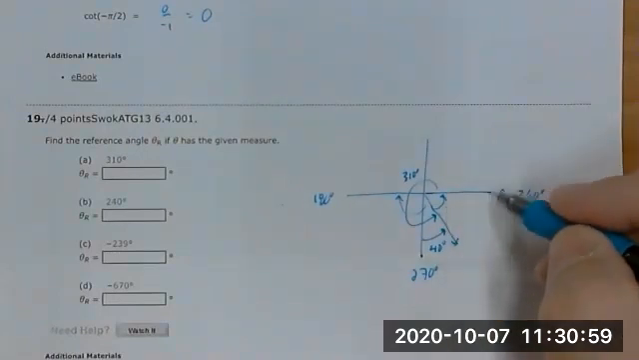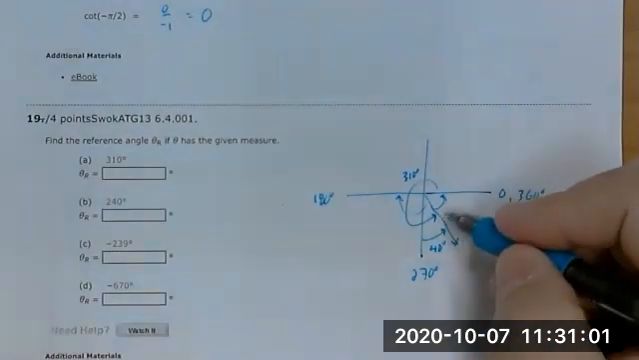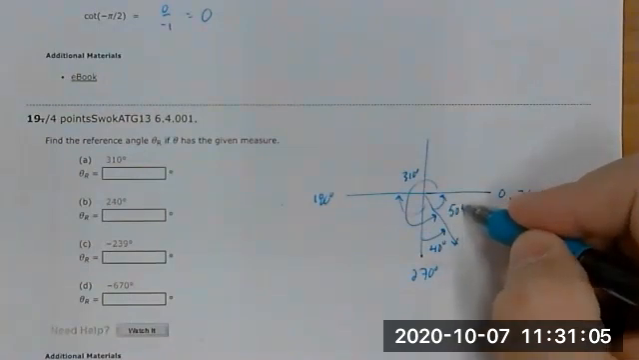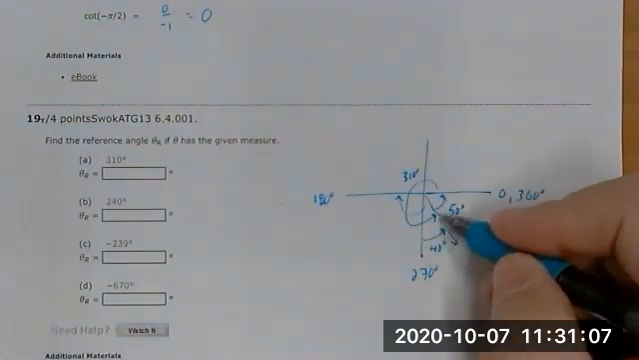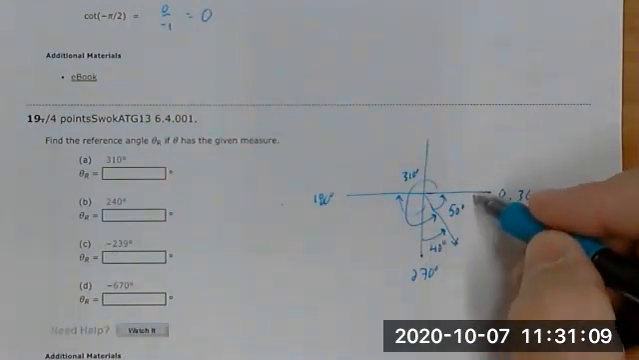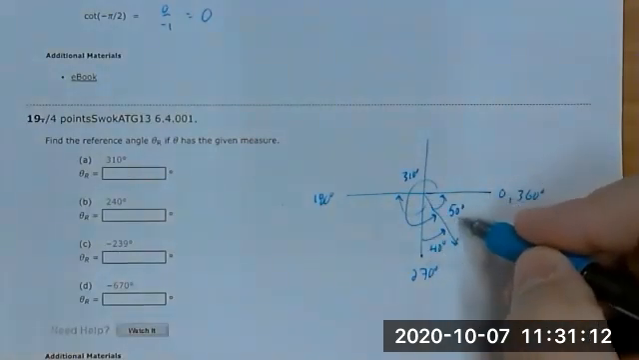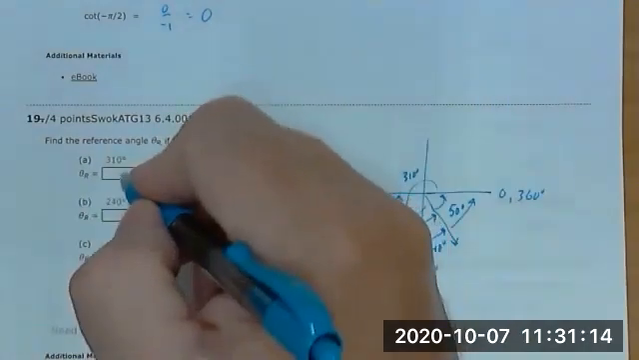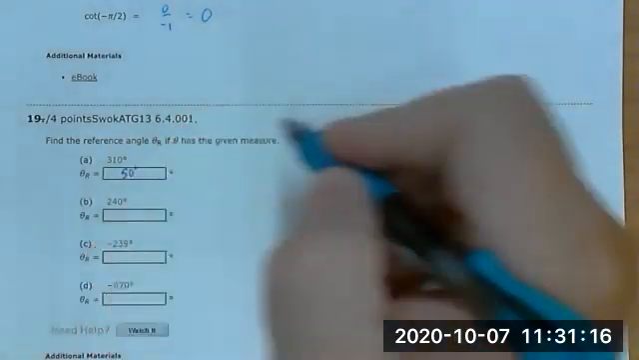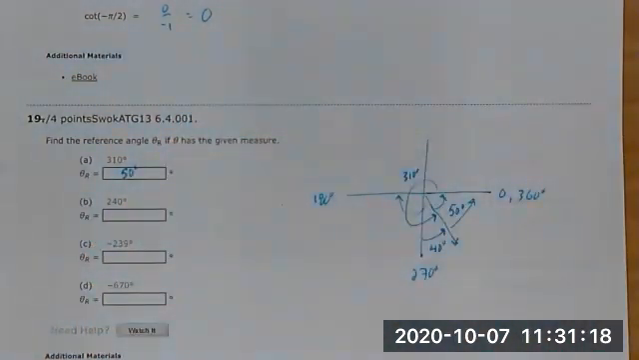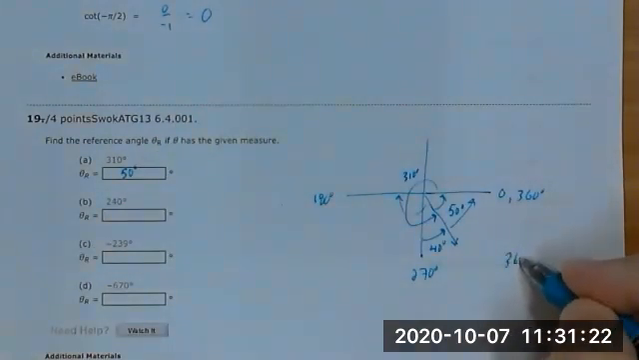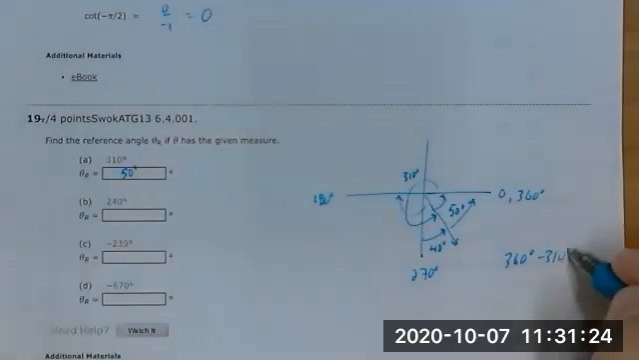And what's that distance? Well, hopefully you can see pretty easily it's 50 degrees. If it's 40 to here, I know this whole distance is 90. That must leave 50 here. If you did it purely mathematically, you could say 360 minus 310 equals 50 degrees.